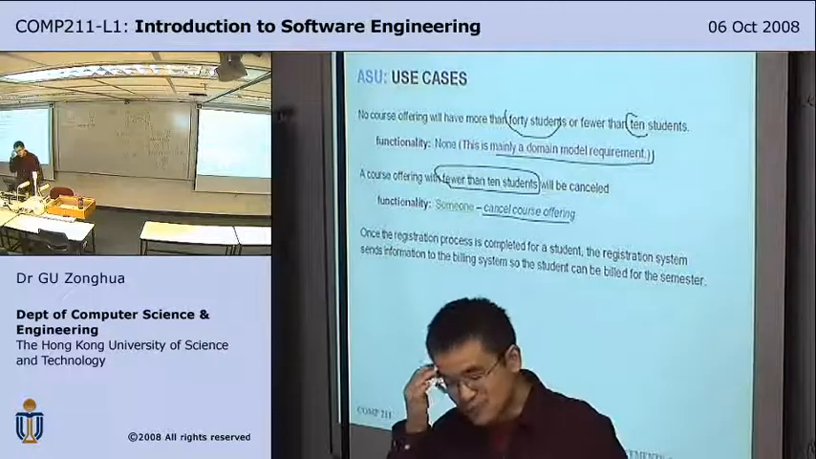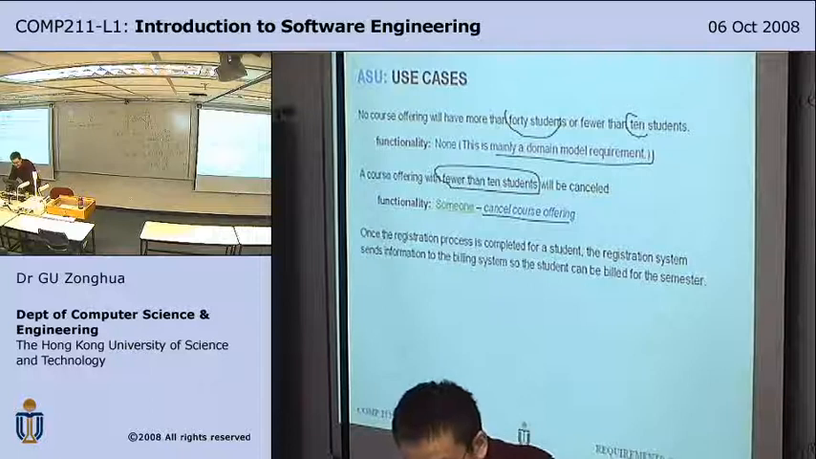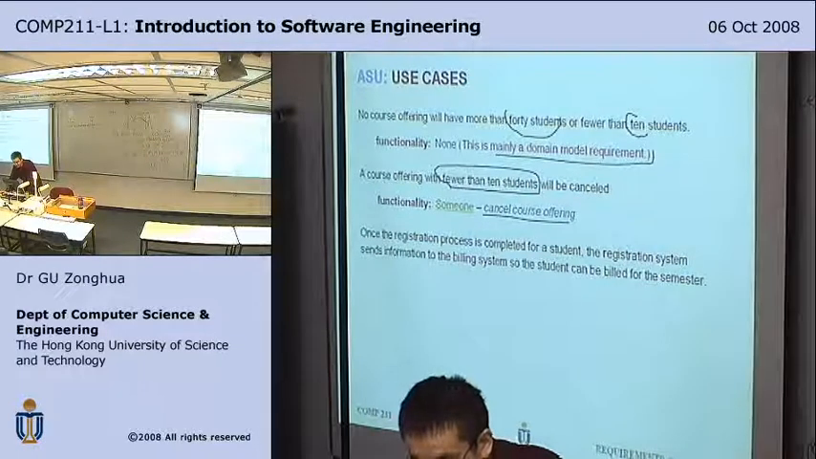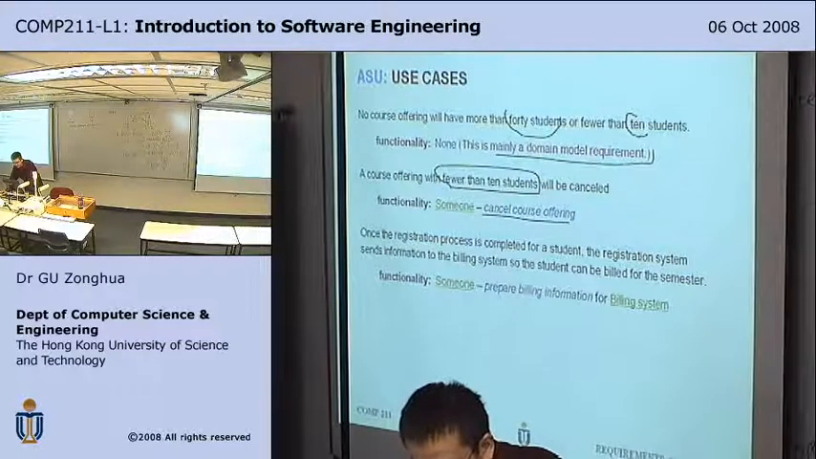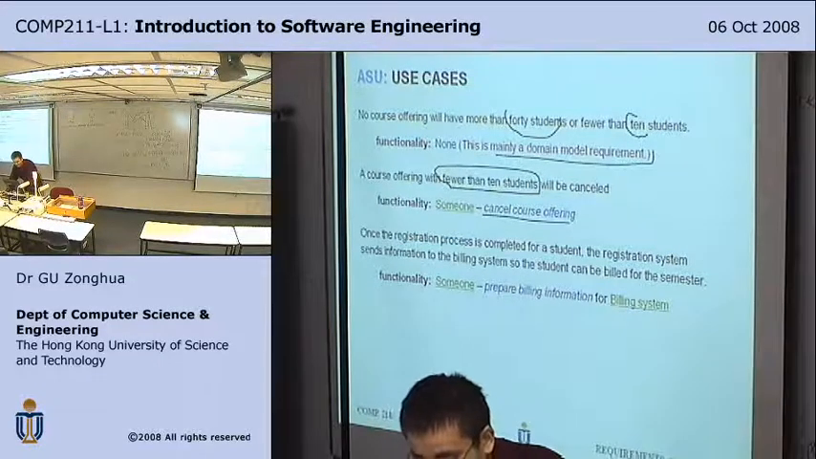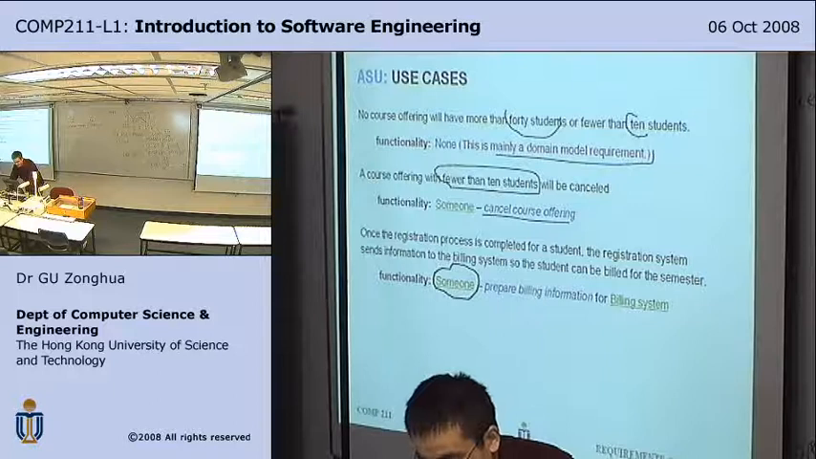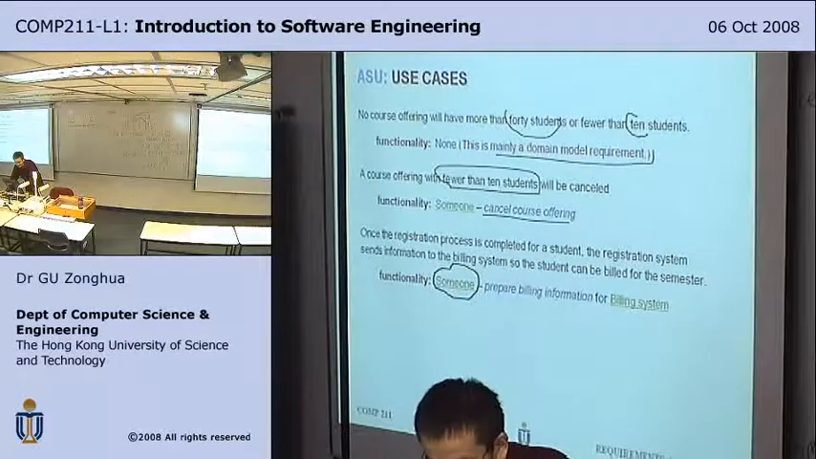Once the registration process is completed for a student, the registration system sends information to the billing system so students can be billed for the semester. So someone prepares billing information for the billing system. Remember, the actor is always something outside of the system you're developing. So someone prepares billing information. This someone here we will identify later.